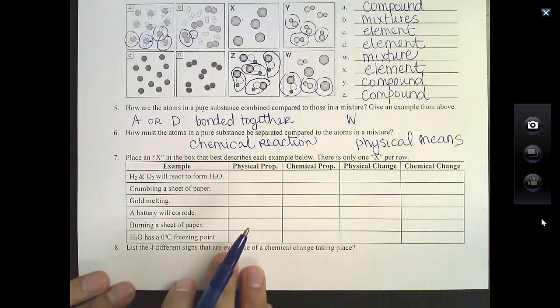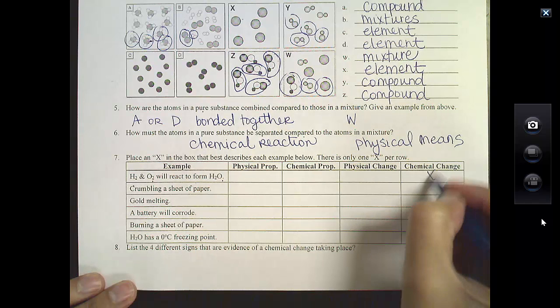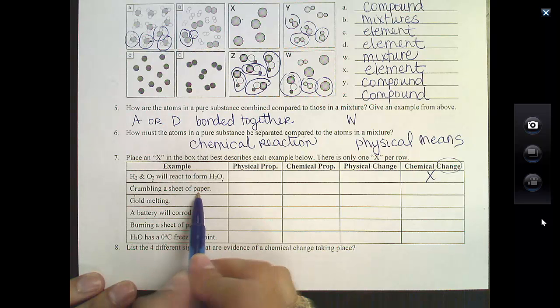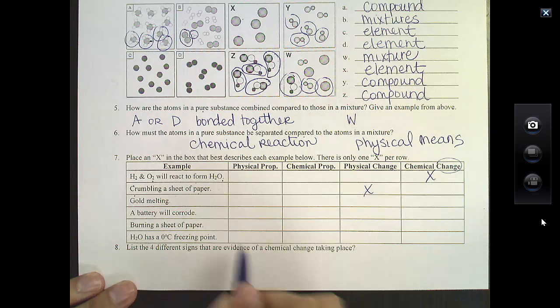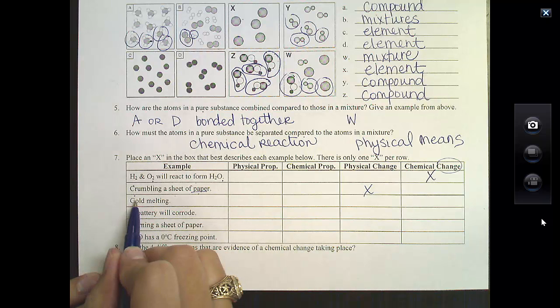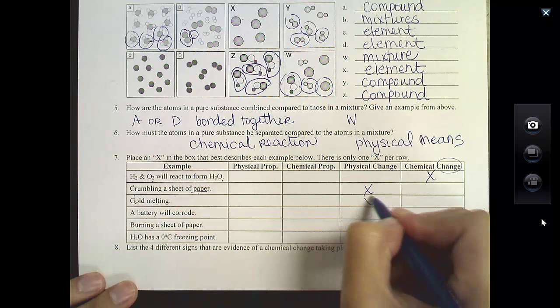Number 7 says place an X in the box that best describes each example below. There's only one X per row. If H2 and O2 react to form water, that would be a chemical change because something's changing. Crumbling a sheet of paper, that would be a physical change. The paper is still the same, but I have now crumbled it up. Gold melting. If gold melts, that would also be a physical change.